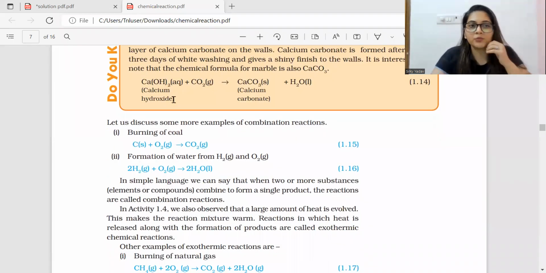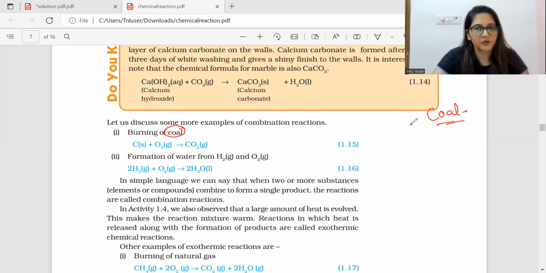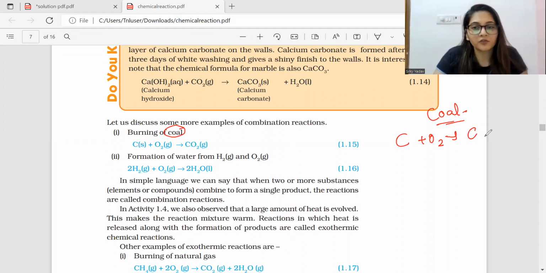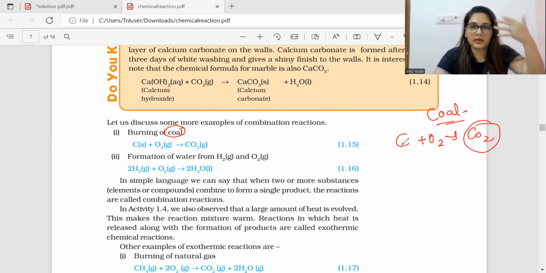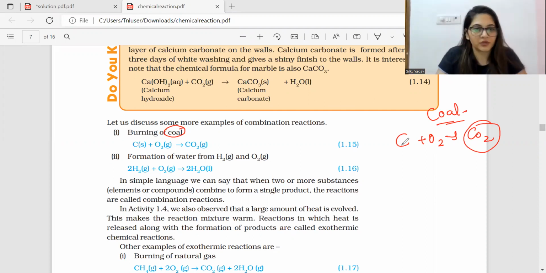Now see, some more reactions are there which are exothermic, which are combination. Now you know the burning of coal. What is coal? Carbon. Coal is completely made of carbon with some impurities, right? So when you're burning carbon, you know that oxygen is a facilitator for burning of anything, right? So the product formed will be carbon dioxide. So this is again carbon and oxygen combining together to form carbon dioxide. So this is again a combination reaction, right?